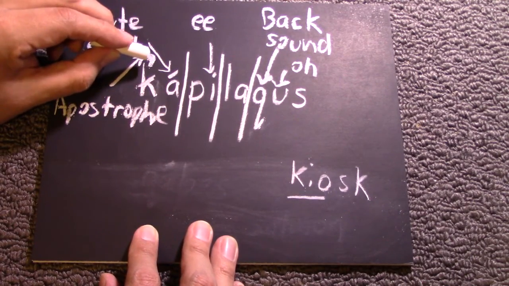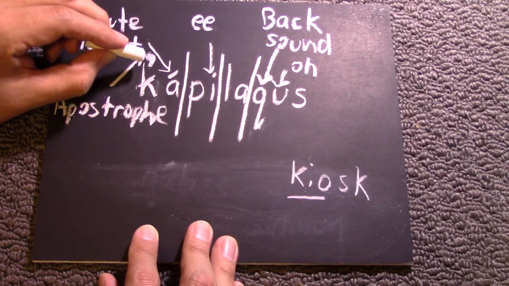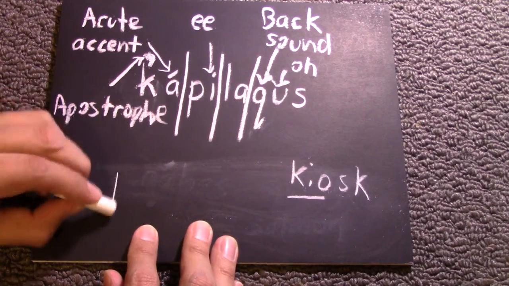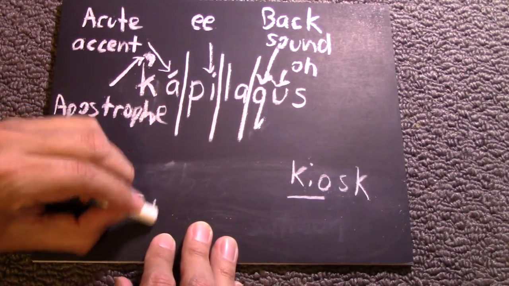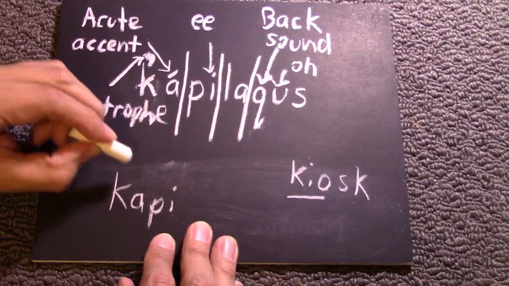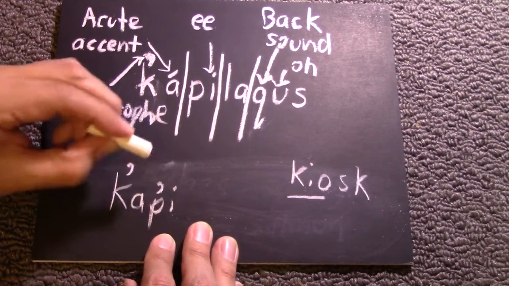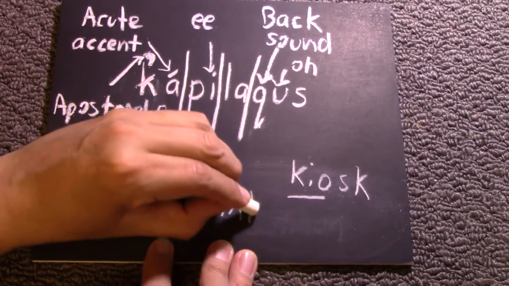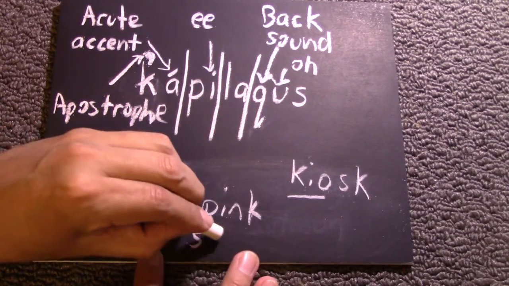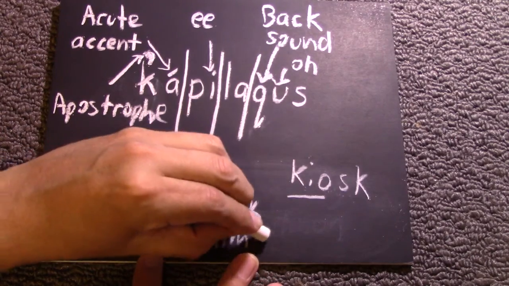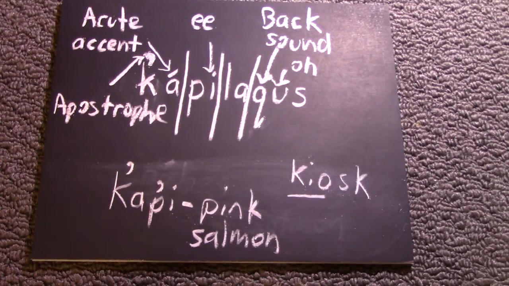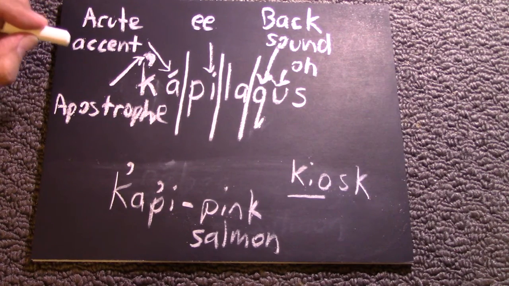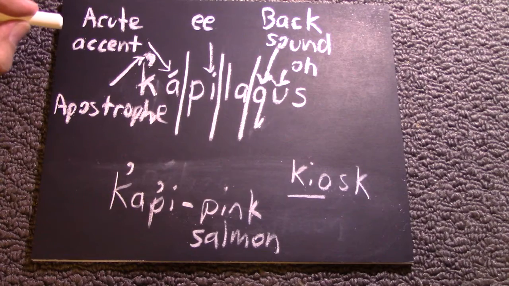So now, instead of kapilaqus, we have qapilaqus. And this is based on the word qapi. So that is the word for pink salmon or humpback salmon. So that's the difference between the xa'islak'ala words for May and July, kapilaqus and qapilaqus.